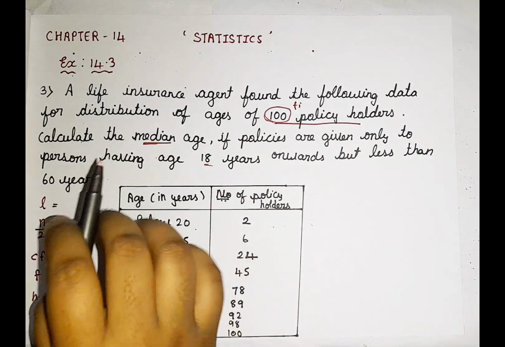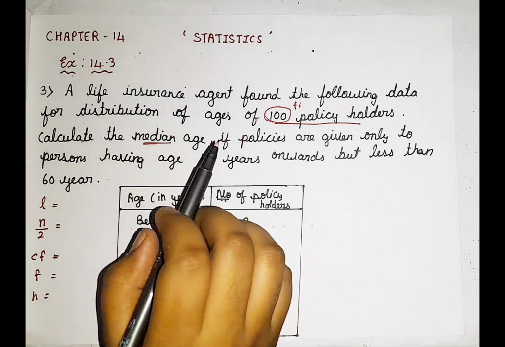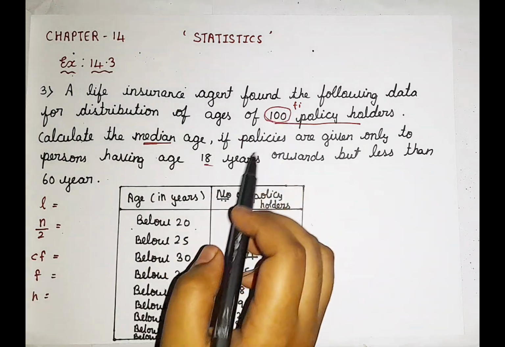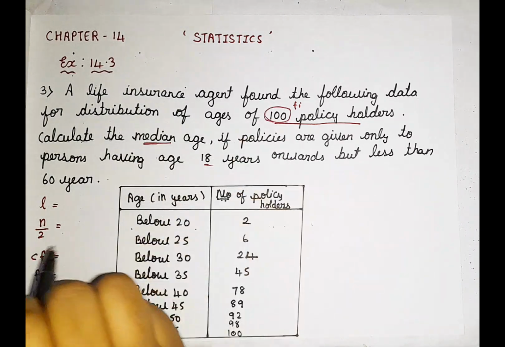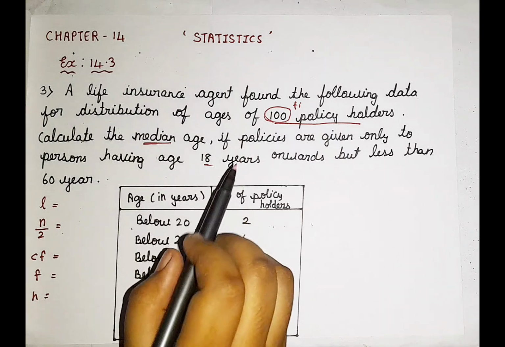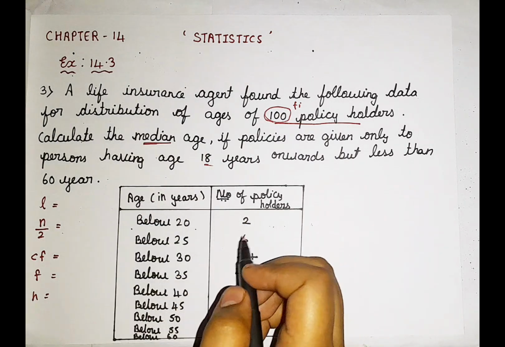When we add all the frequencies, we'll get the total frequency, right? That is the value 100. That is the meaning of 100 here. If you don't understand yet, when you solve it, at that time you will understand.